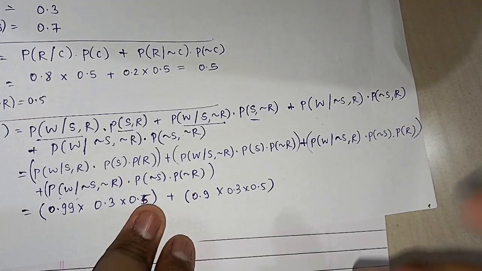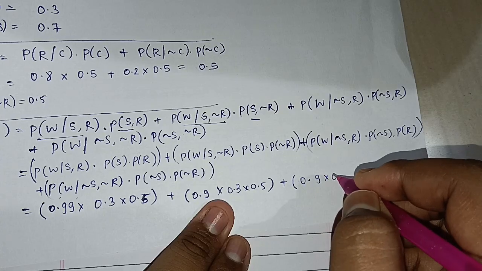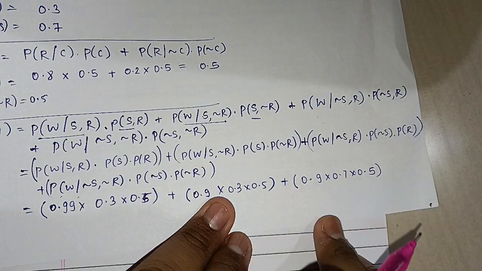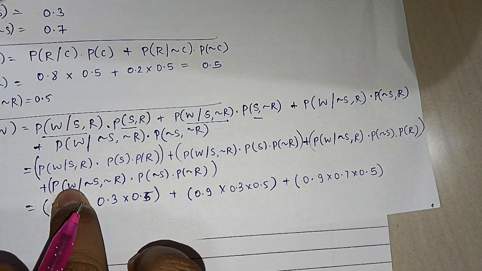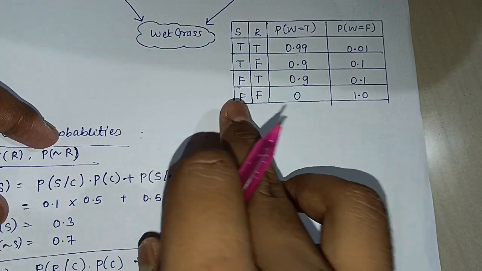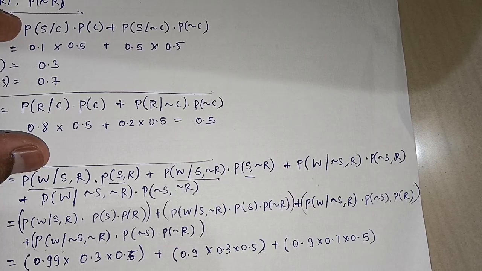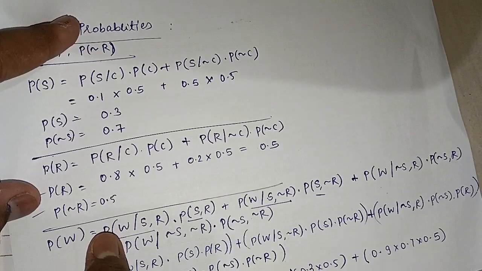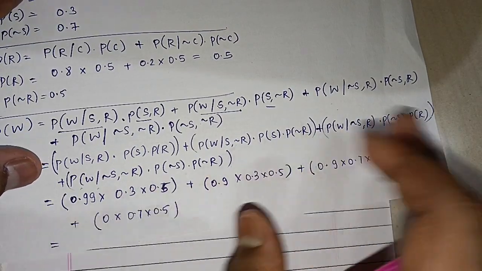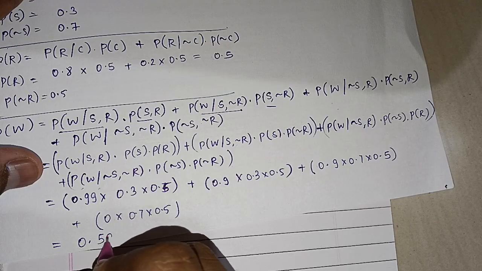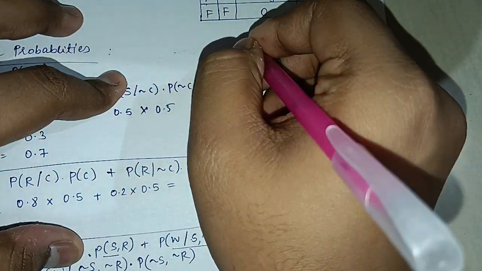Okay, now plus 0.9 into 0.7 into 0.5. This will come like this. And now for this, W is true and both are false. It's 0 into 0.7 into 0.5. Both are false, so 0.7 and 0.5 are coming. This term will be 0. So at last, when I do all the summations, I will get 0.5985. Okay, so I am writing all the total probabilities here.